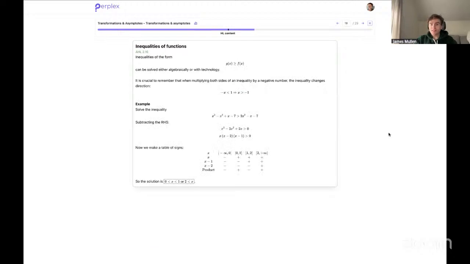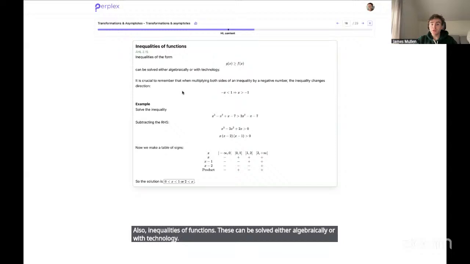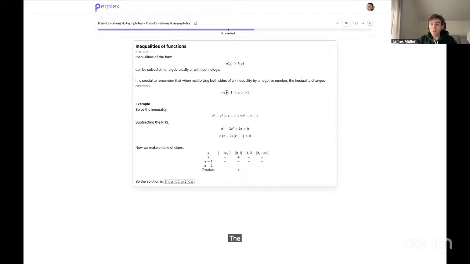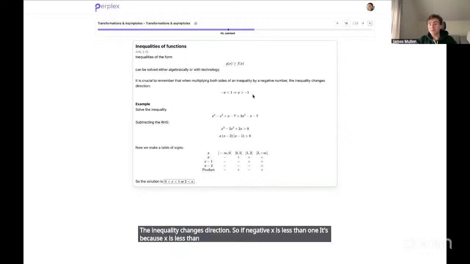Also, inequalities of functions, all right? These can be solved either algebraically or with technology. It's very important that you remember that when you multiply an inequality by a negative number, the inequality changes direction. So if negative x is less than 1, it's because x is greater than minus 1. So I have to flip the direction and not just change the sign on the right-hand side, okay?